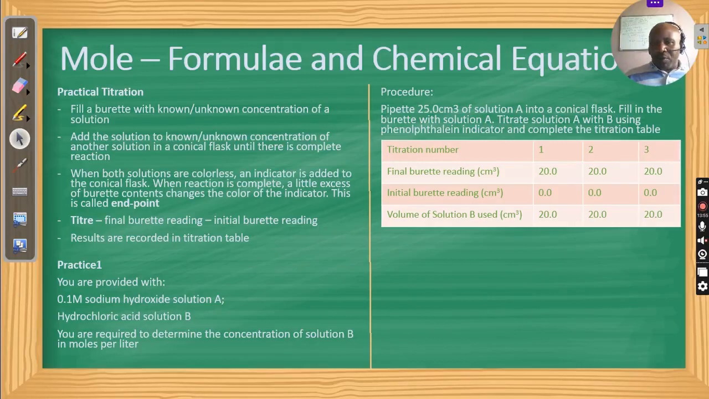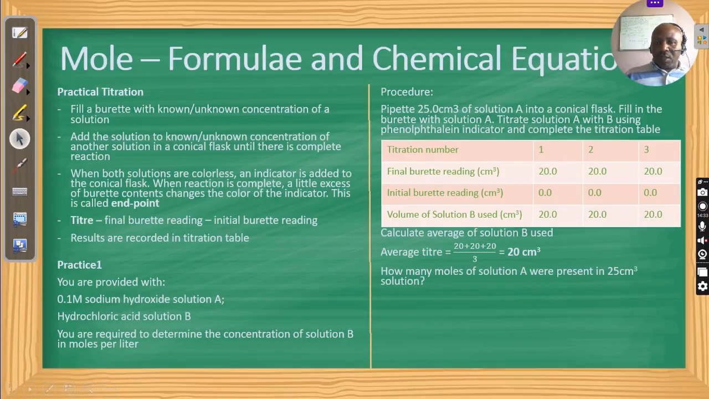From this example, we are assuming that the titration table was recorded as indicated here, where the initial readings were 0 and the final readings were 20. So the amount of B used was 20 in every one of the 3 titrations. You are asked first to calculate the average volume of solution B used. Here we have 3 titrations, so you take 20 plus 20 plus 20 divided by 3, and you get your average to be 20 cm³.